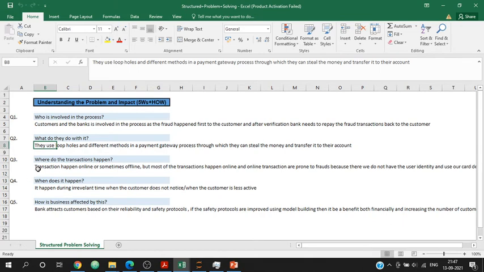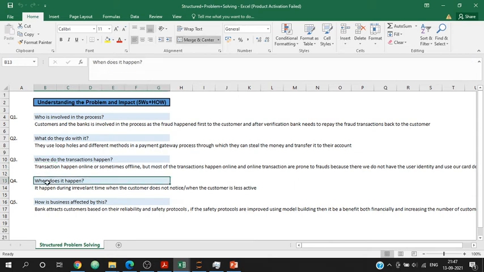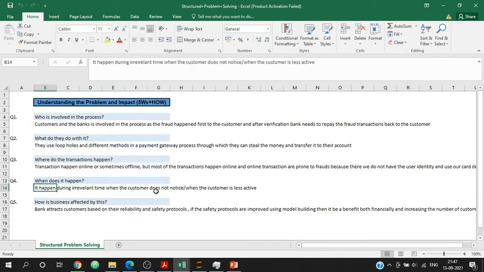Where do the transactions happen? Sometimes they happen online, sometimes offline. It depends, we are not sure, it may happen at a particular place. It can occur during irrelevant times when the customer is not active.